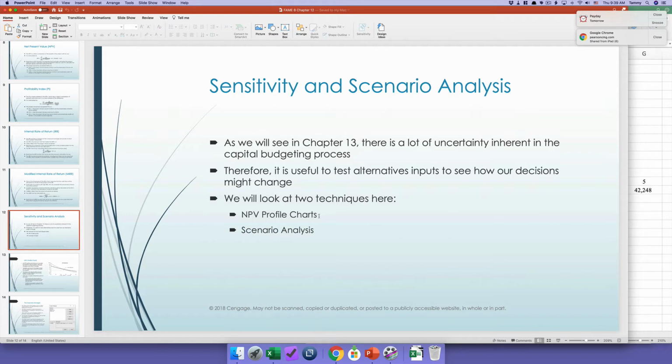One of those is to make basically a line chart that shows how sensitive the return on your investment is to the discount rate. And the second one is scenario analysis, which you have already done in a prior chapter in this class. So I'm going to show you the next slide to show where we're going with the NPV, with the net present value profiling. But then we're going to go back to Excel and talk about how you actually develop those graphs. Okay. So here's the next slide.